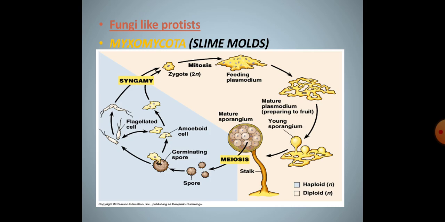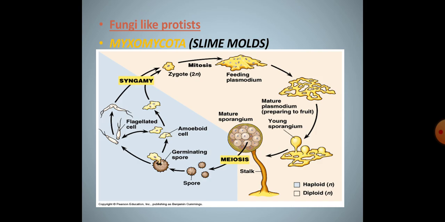Now first of all, the slime molds life cycle, which are fungi-like protists. You can see in this the amoeba-like feeding plasmodium stage. This is called plasmodium, although it is different from the malarial parasite Plasmodium. This is a huge amoeba-like organism having many nuclei, so a multinucleated mass, and it keeps on feeding, increasing in size, and then it matures to form sporangia. This stage is fungus-like, whereas plasmodium is amoeba-like.